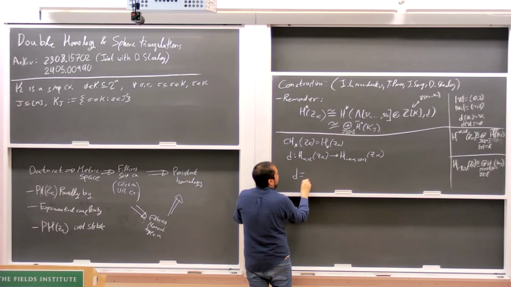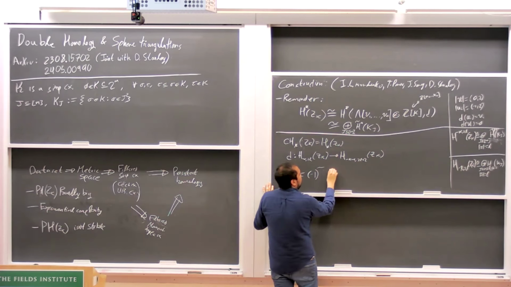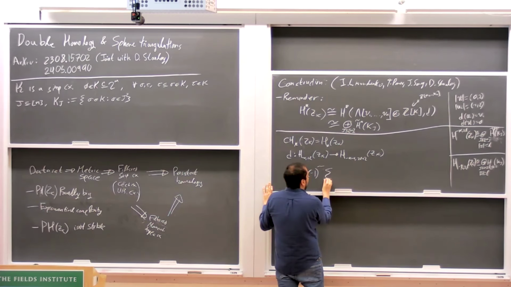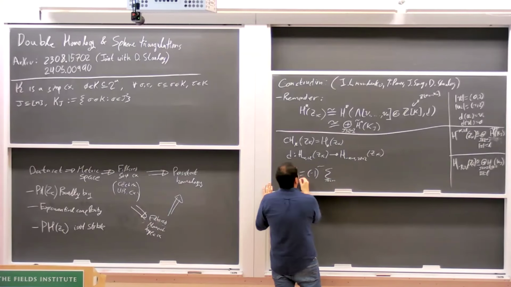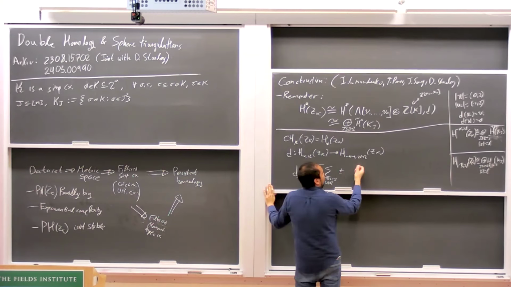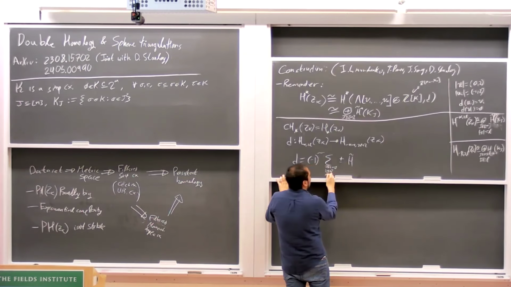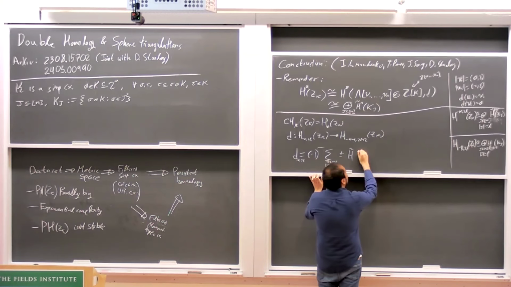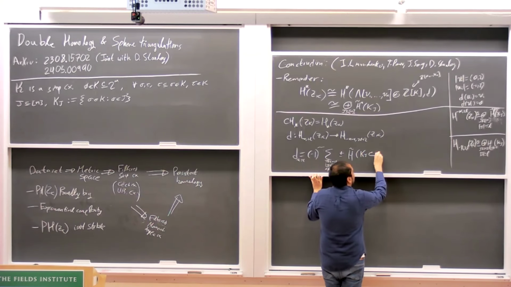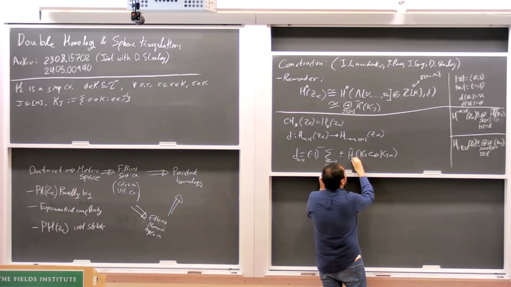And this is going to be some sign times the sum over all subsets of M of size L of, again, some other sign times the map induced by the inclusion of the symmetrical complexes, X not in J, of A sub J included into A sub J union X. This is L minus K minus 1.